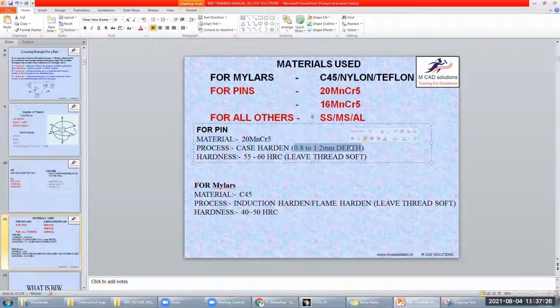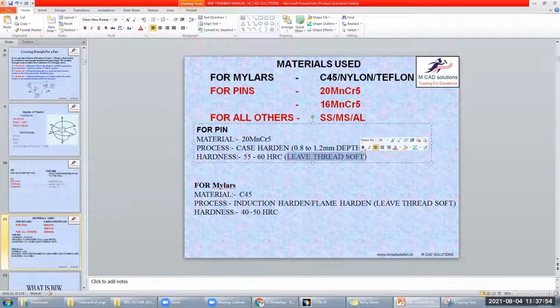When we heat, the molecules will expand. When we cool, they will shrink. If there is shrinkage, there will be chances of voids and cracking. So that's why we go for case hardening at a particular depth, 0.8 to 1.2 mm depth only. And the hardness value is 55 to 60 HRC. And leave the thread soft.